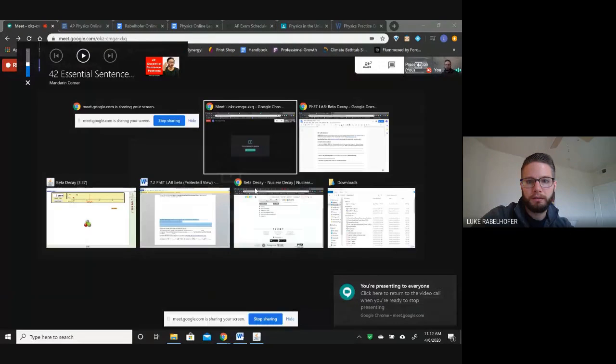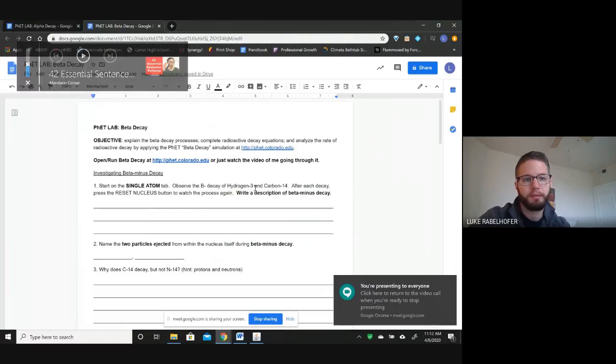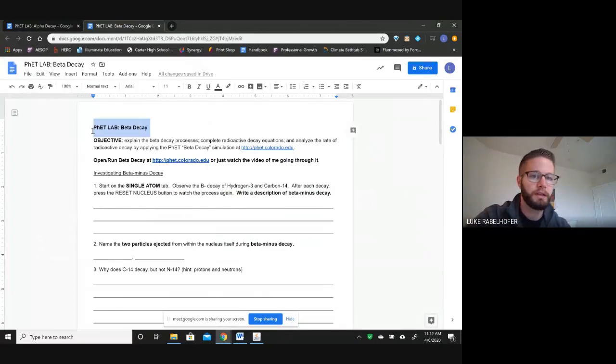All right, so if we go to the assignment here, it's called the PhET Lab beta decay. So we're going to explain the beta decay processes, complete radioactive decay equations, and analyze the rate of radioactive decay by applying the PhET beta decay simulation. You can find the simulation on there, but again, it really only works with computers that can run Java. So you could just watch this video of me going through it instead of doing it on your own.